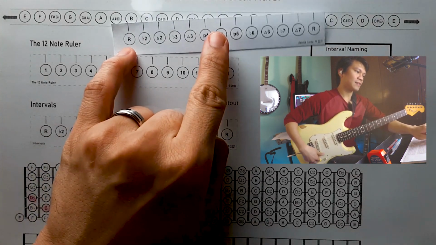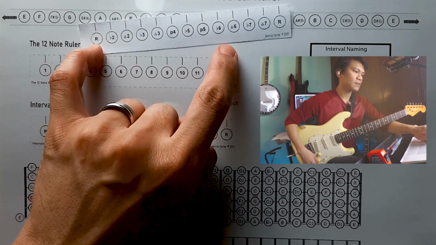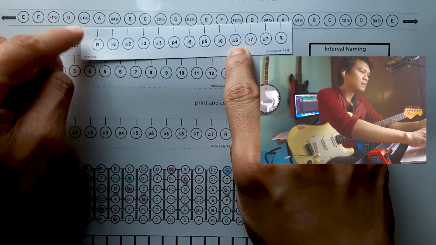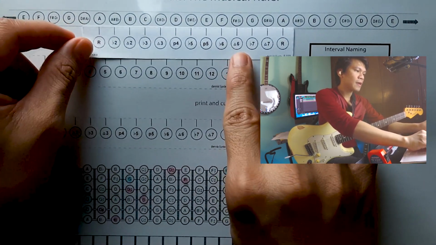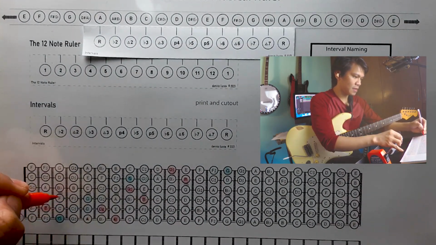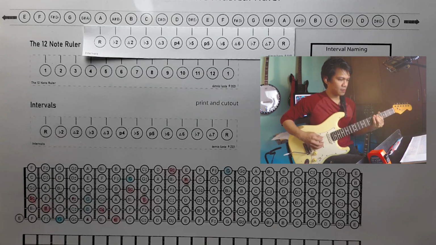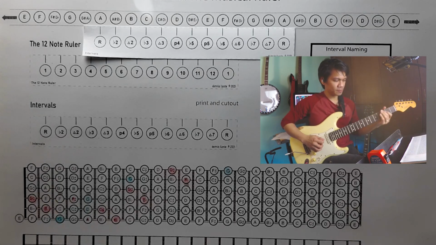Or if we find the 6th of A, let's look for the 6th of A here. Major 6th here. A and F sharp. So let's mark A and F sharp. So there's like a gap. So A and F sharp.